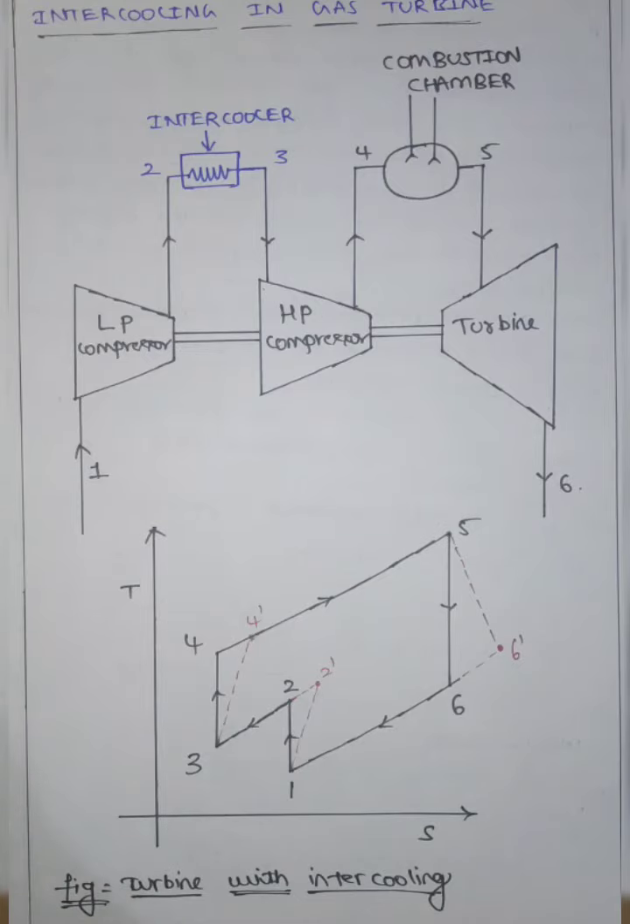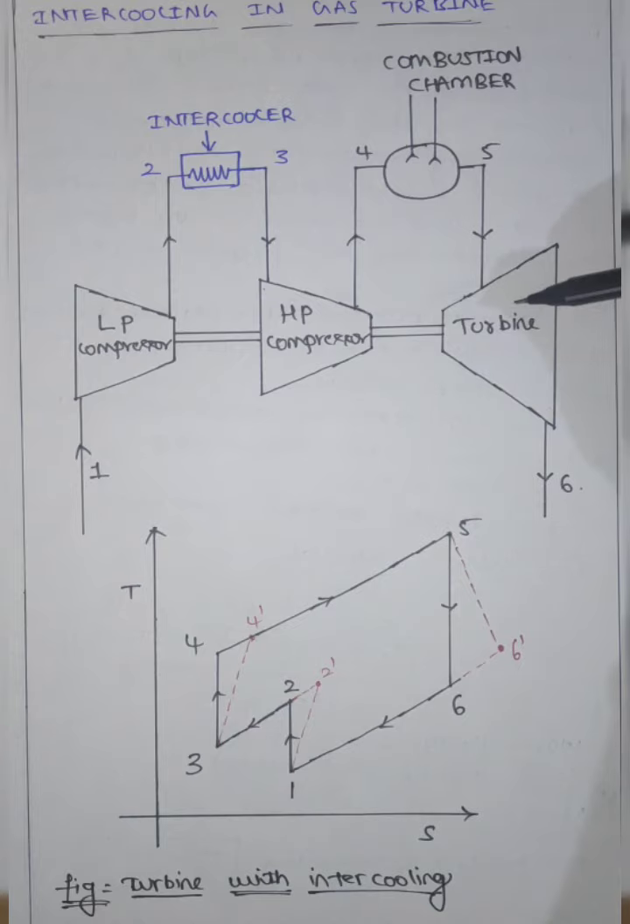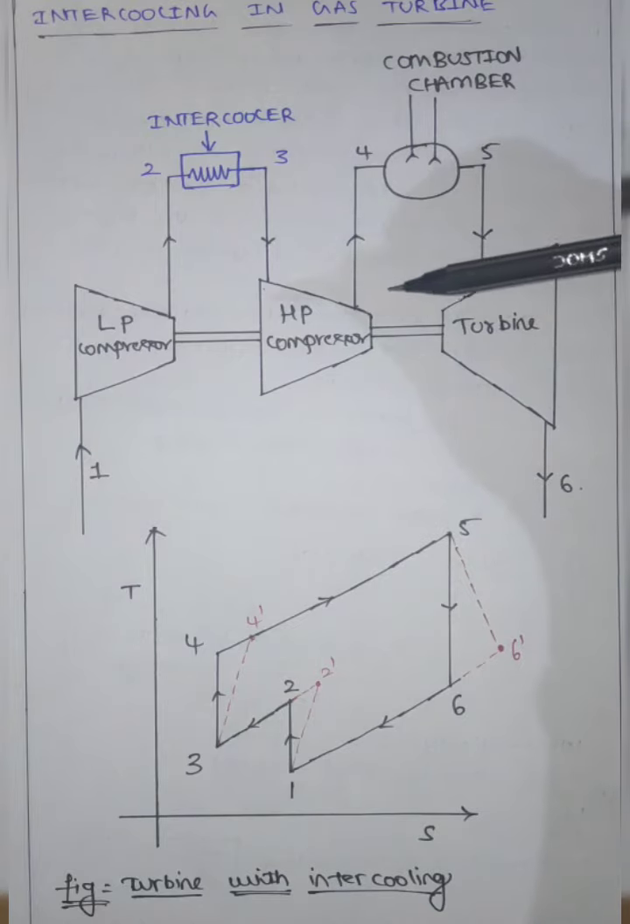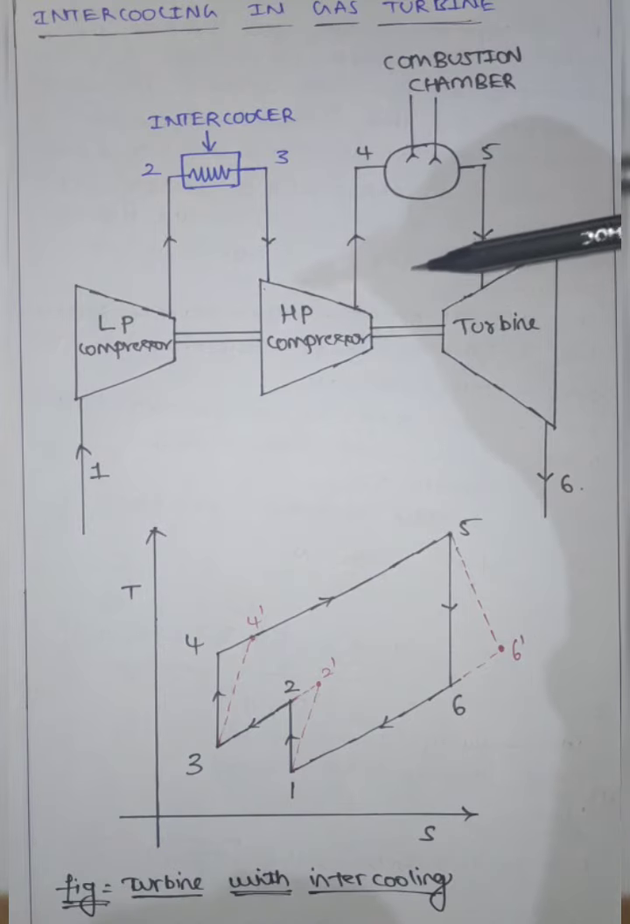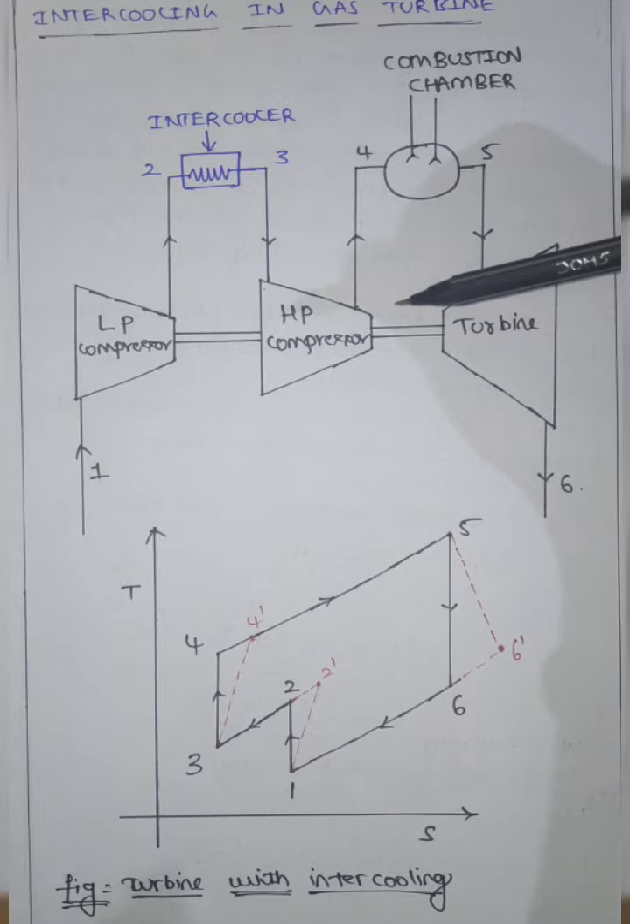So another method of improving the efficiency of a turbine is by intercooling. See, major power consumption is by the compressor, correct? So whatever the work which is developed by the turbine, the major part of it is consumed by the compressor. So we can reduce the power consumed by the compressor by splitting it up into two compressors.